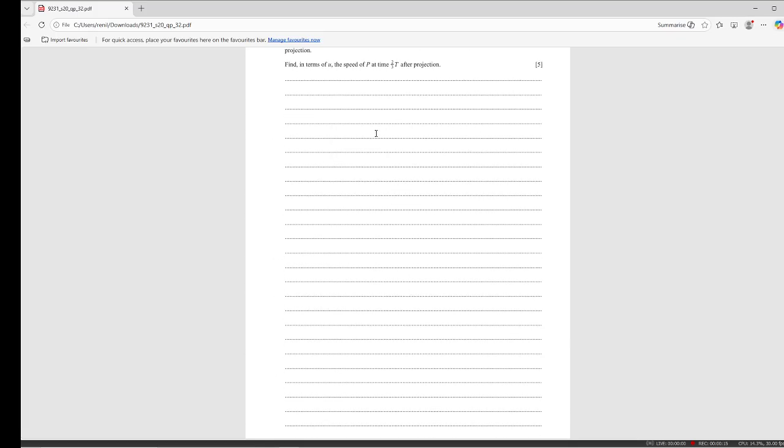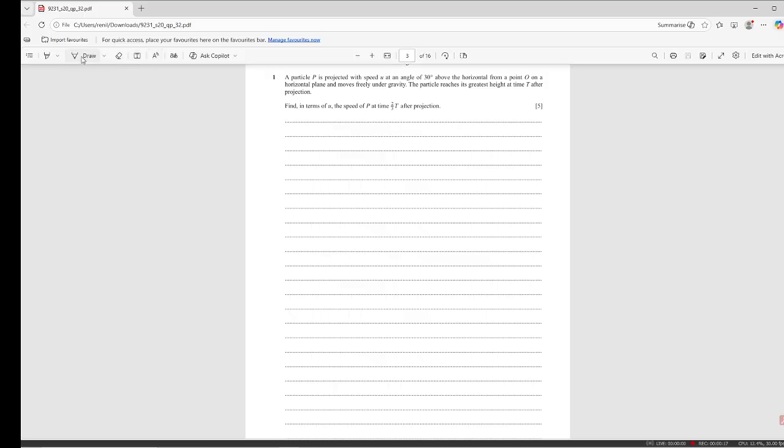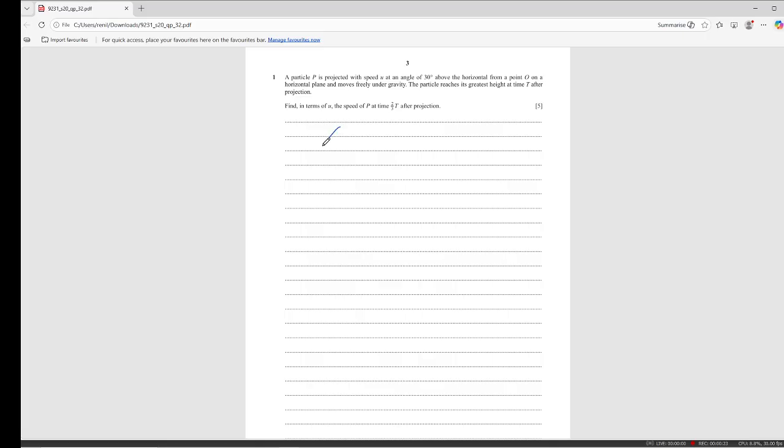Right, so the first question is on projectile motion. Okay, really easy. Particle P is projected with speed u at an angle 30 degrees above the horizontal. So it would look something like this: 30 degrees, speed u, above the horizontal from the point O. I'm going to label this point O on a horizontal plane that moves freely under gravity.